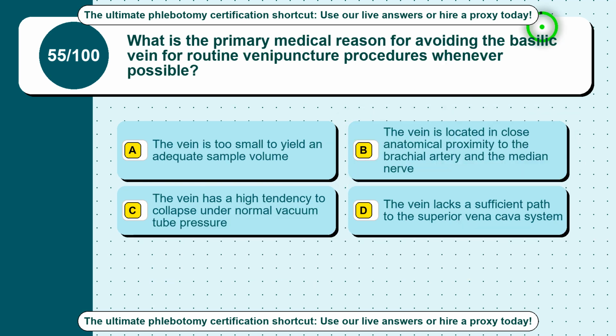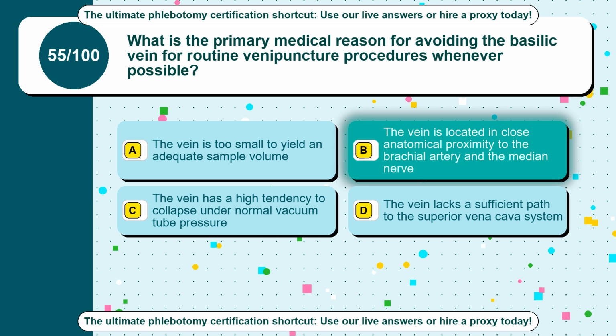Question 55. What is the primary medical reason for avoiding the basilic vein for routine venipuncture procedures whenever possible? Option A, the vein is too small to yield an adequate sample volume. Option B, the vein is located in close anatomical proximity to the brachial artery and the median nerve. Option C, the vein has a high tendency to collapse under normal vacuum tube pressure. Option D, the vein lacks a sufficient path to the superior vena cava system.